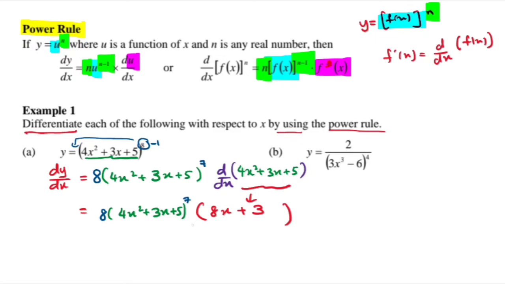Notice that there is no d over dx written in front of this because we have already differentiated this green function. So we don't have to write d over dx. If we do write d over dx in front here, this just means we have to differentiate the red function. But we don't have to differentiate it anymore because we have already differentiated the green function. So at this step, we have differentiated everything.